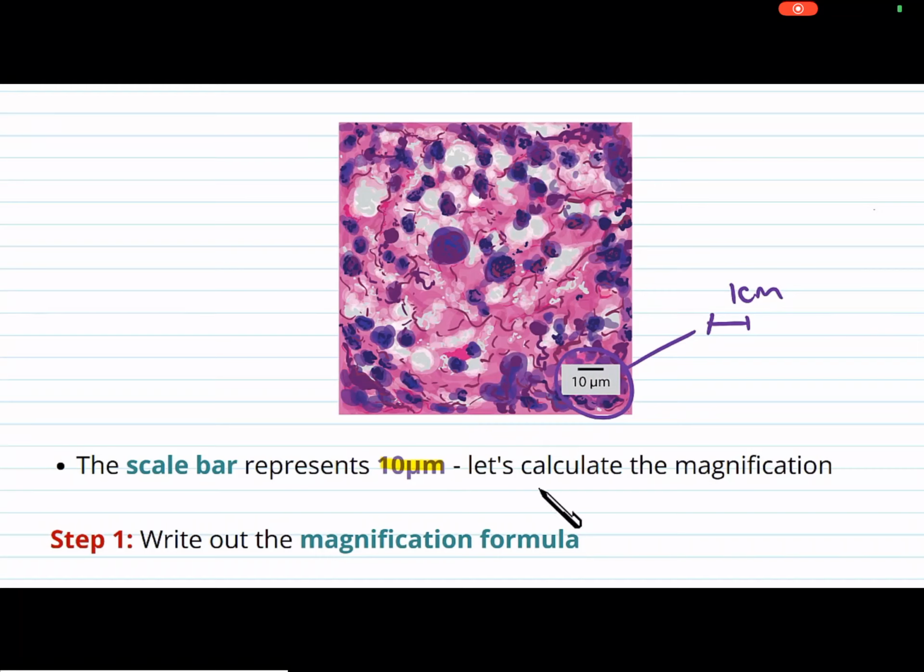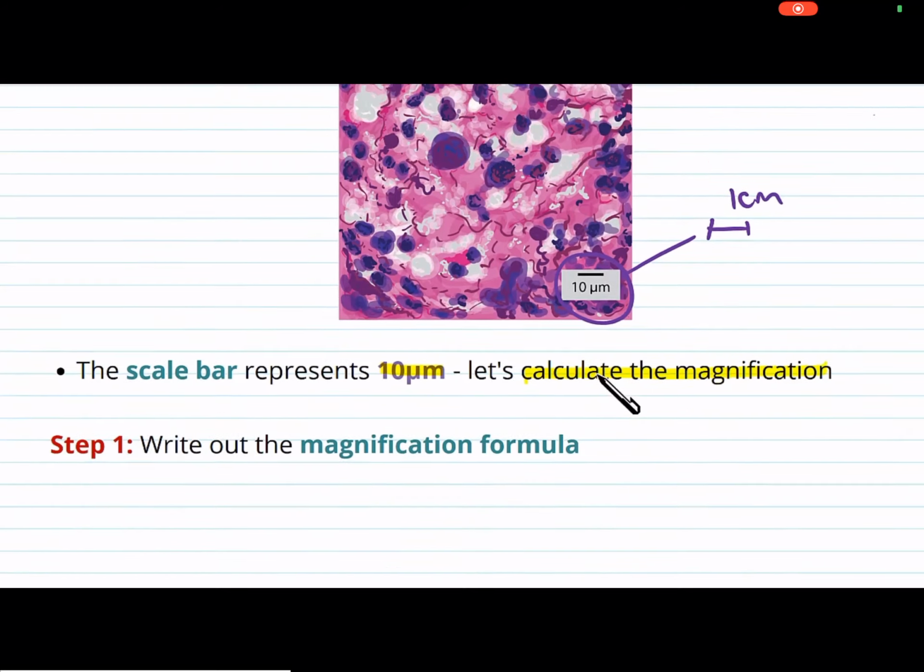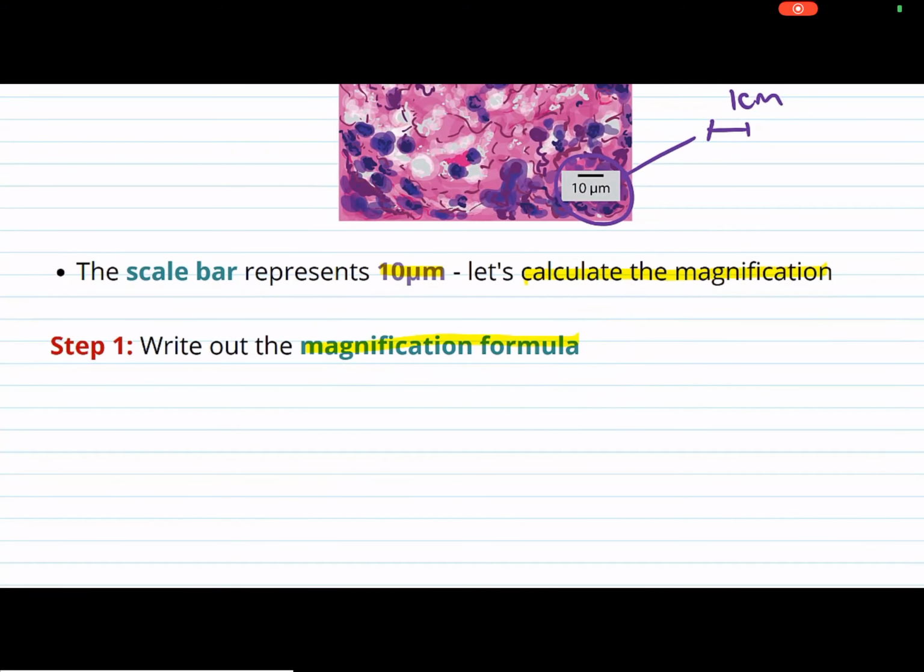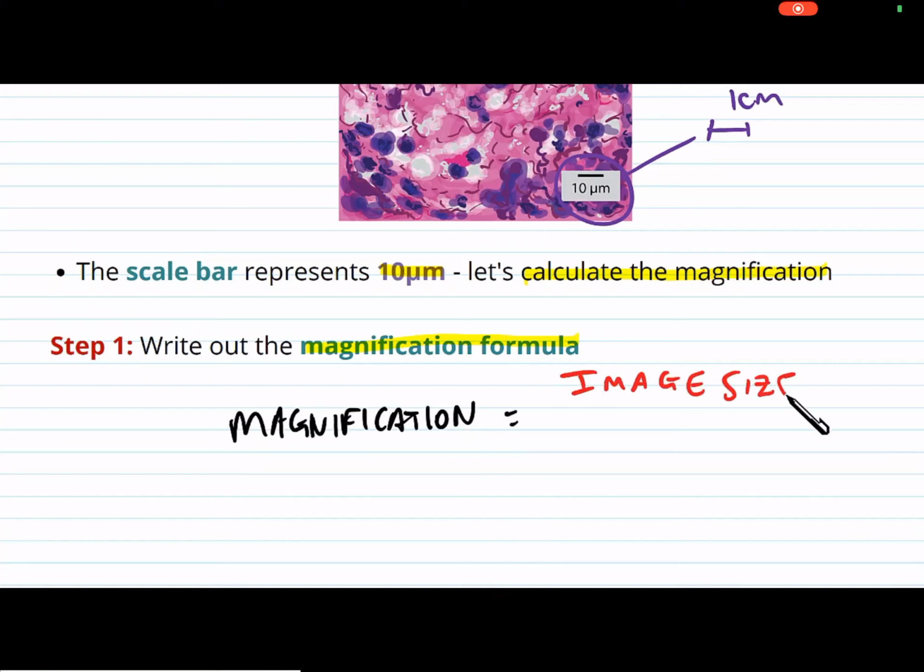So you need to calculate the magnification. So write out the magnification formula that we worked out before. Magnification is the same as the image size over the actual size, and this is the equation you need to know.